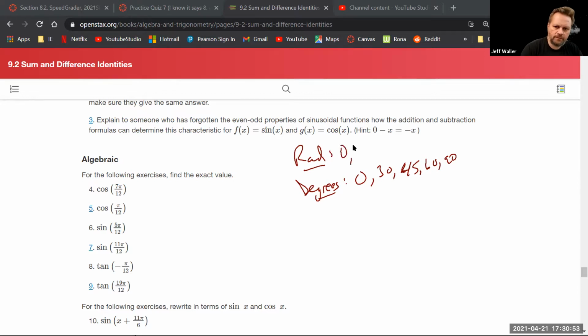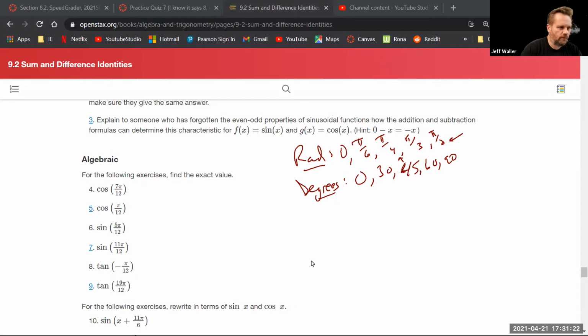All right. What about radians? 0, pi over 6, pi over 4, pi over 3, pi over 2. All right. Now notice something. What's the LCD of all those radian measures? 12. Look at all this. 12. 12.